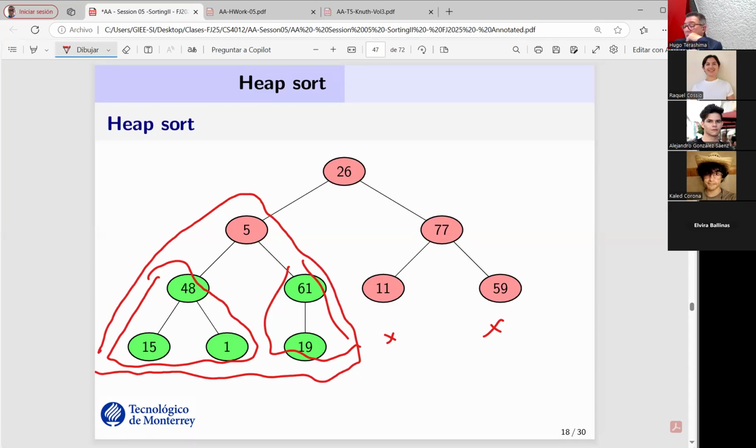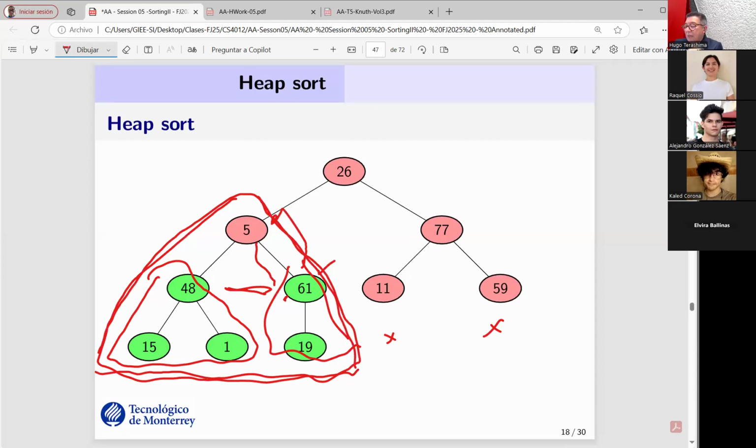So we compare these two, and which is the largest? 61. So we are going to move 61 here, and 5 is going to move here, but before you place it here, you go down and compare it with the elements at the lower levels, and then you try to arrange this heap.